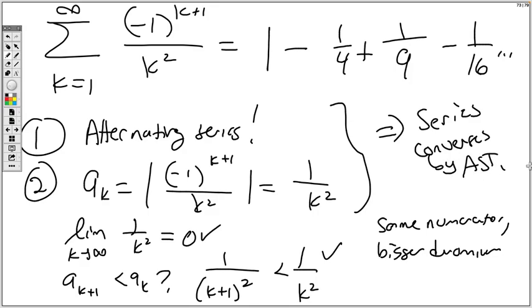You need an alternating series. You take the positive parts, they decrease to 0. Any questions on what you need to show for the AST? You good with that?